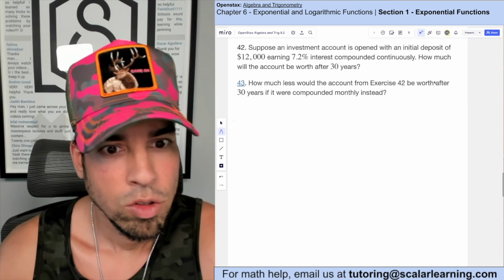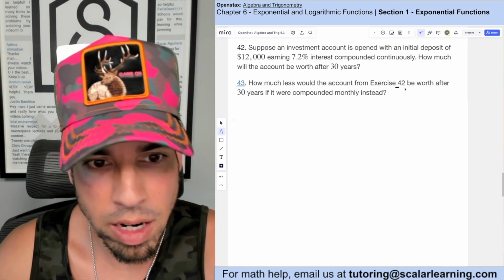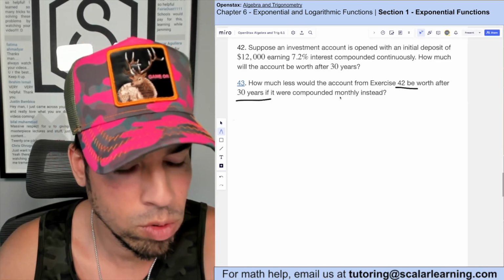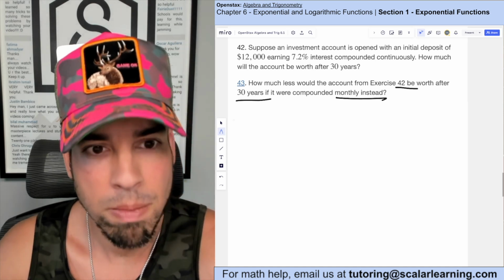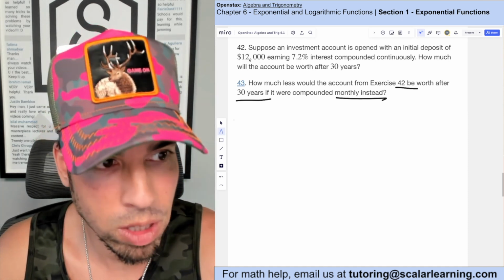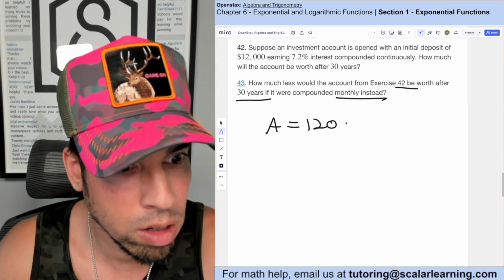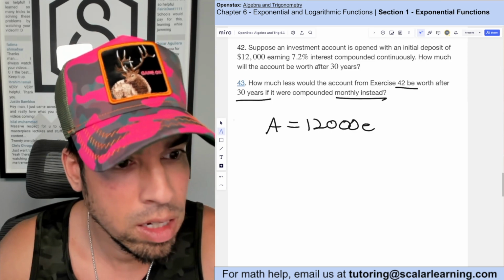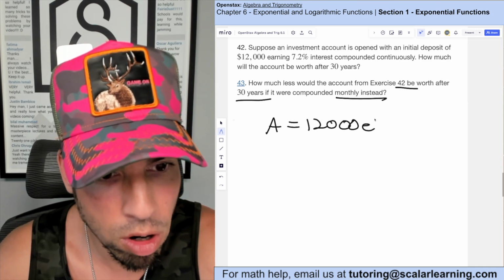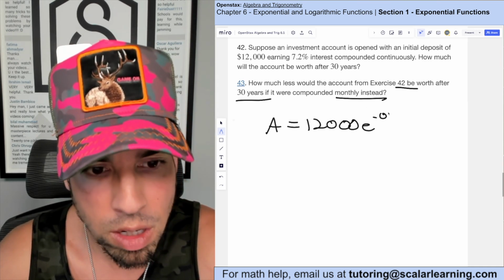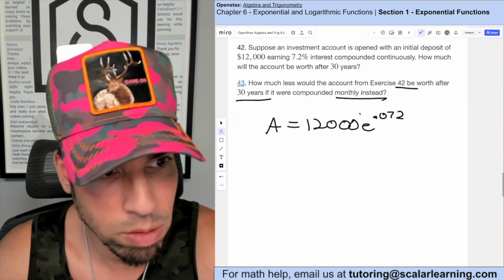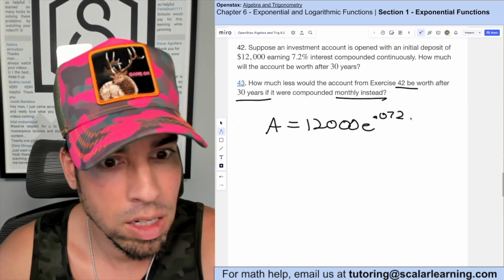Boom, done. So for 43, we're meant to look at exercise 42 and compare compounded monthly versus compounded continuously. So first, let's set it up for compounded continuously. That would be a principal of 12,000 times e to the 7.2%, that's your r, but you've got to put it in as a decimal, 0.072, and that's positive, so it's growth. And then it's for 30 years.